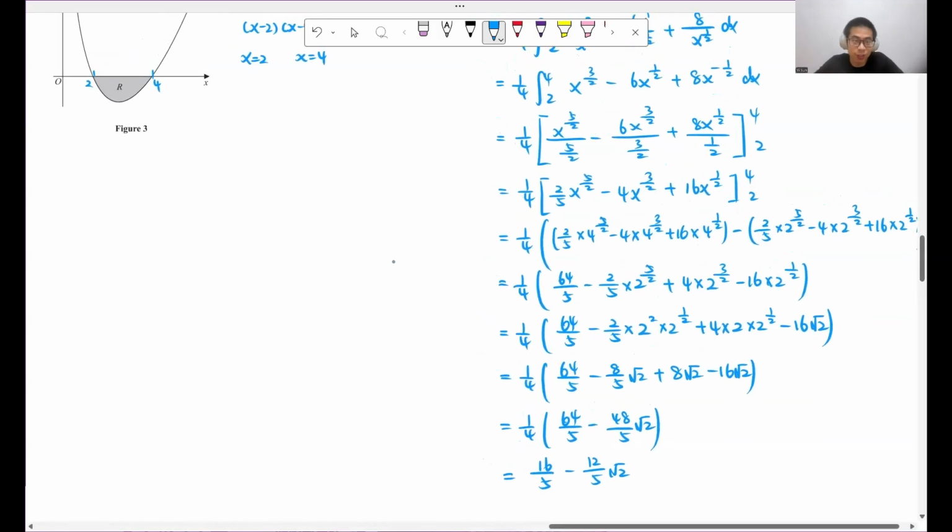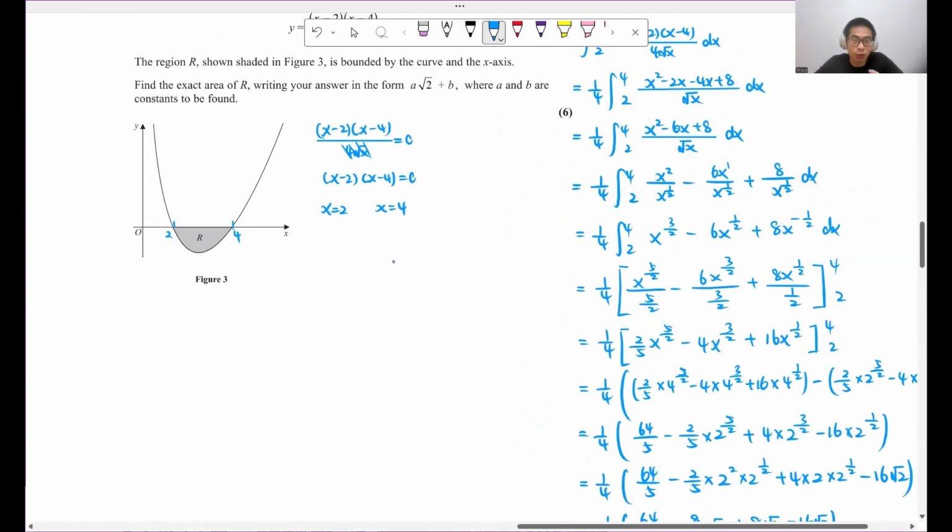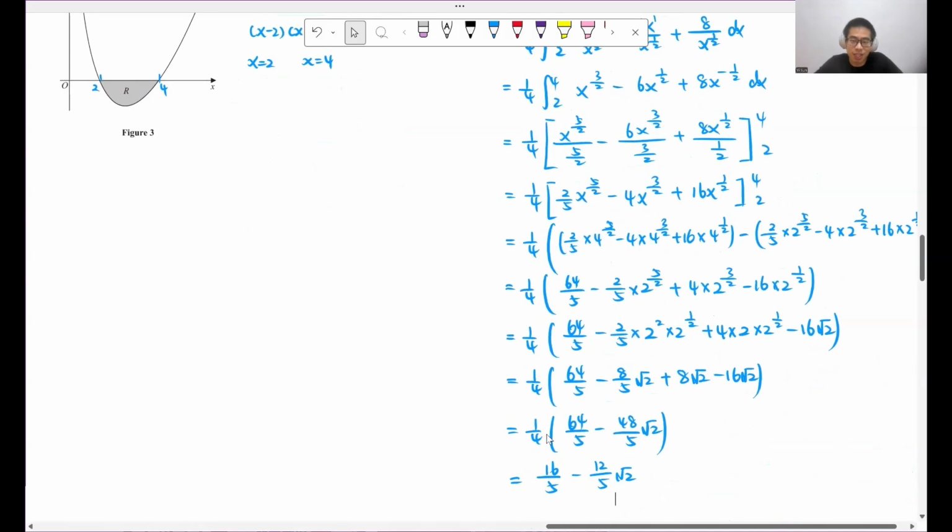Actually, no, it's not the final answer yet, because don't forget, this is below the x-axis, yeah. So this will give us a negative number. You can double check, put it in the calculator, see if that's positive or negative. So if we put 16 over 5 minus 12 over 5 root 2, that will just be a negative 0.19411, yeah, which is a negative number.